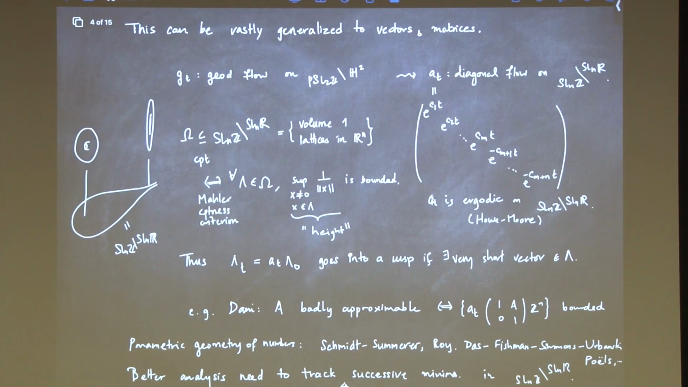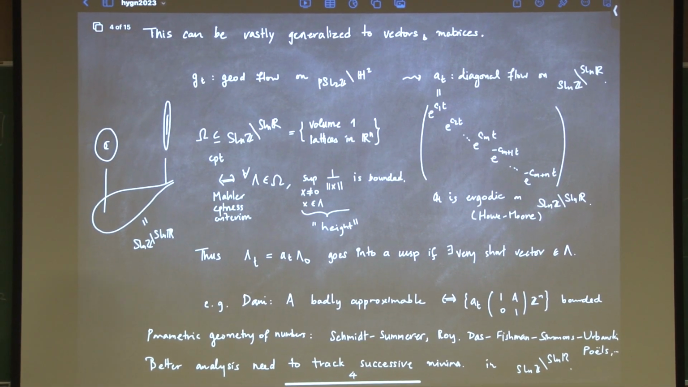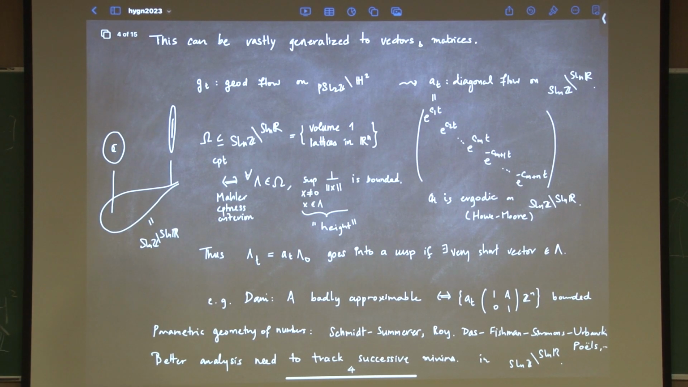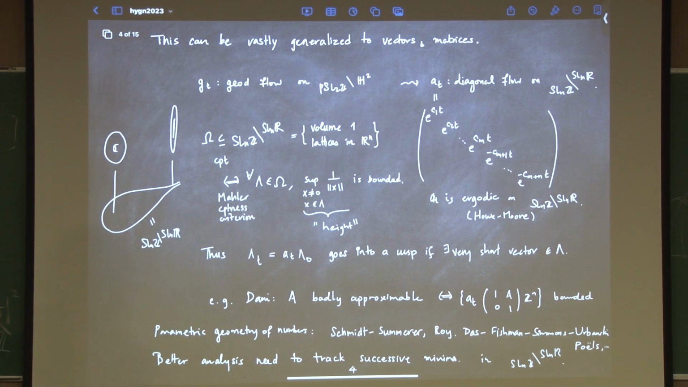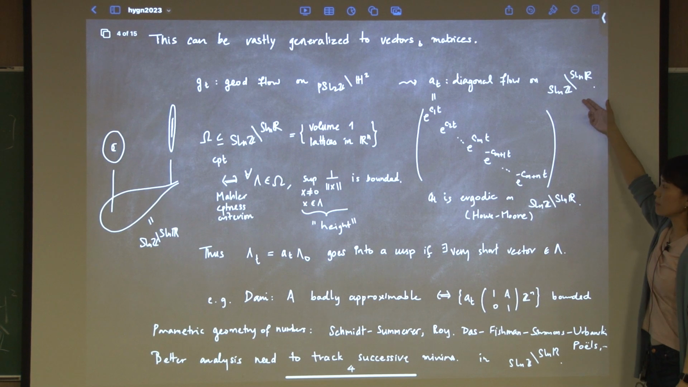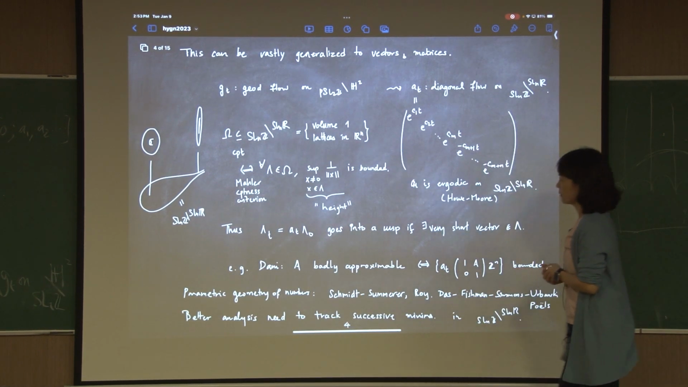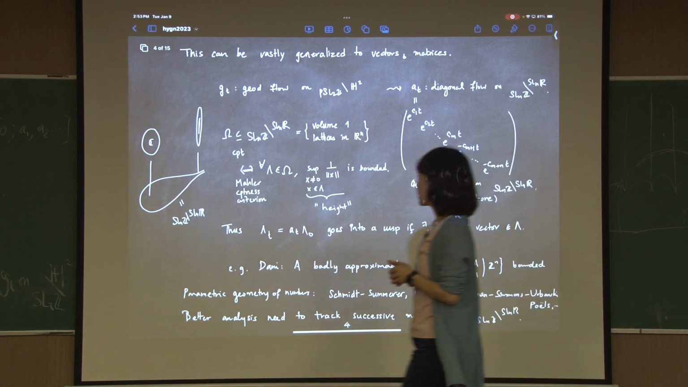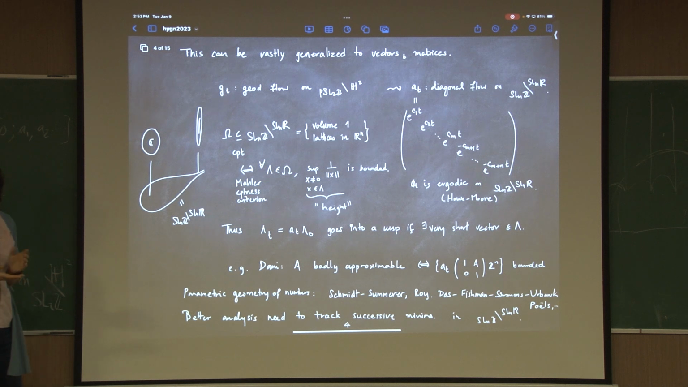It's not part of what I want to say today, but I just wanted to give some kind of broad picture. So let me mention that this can be vastly generalized to vectors and matrices, etc. The geodesic flow on the modular surface can be generalized to diagonal flow on SL_n(R) mod SL_n(Z). And SL_n(R) mod SL_n(Z), you can think of it as the volume 1 lattices in R^n. And asymptotic geometry is that we have a picture very similar to the modular surface.